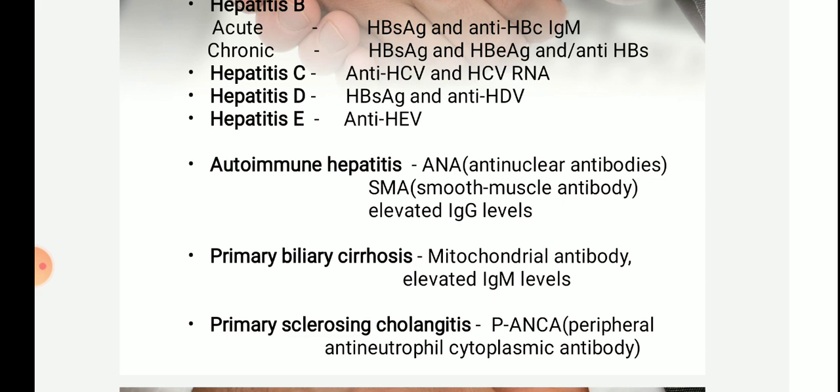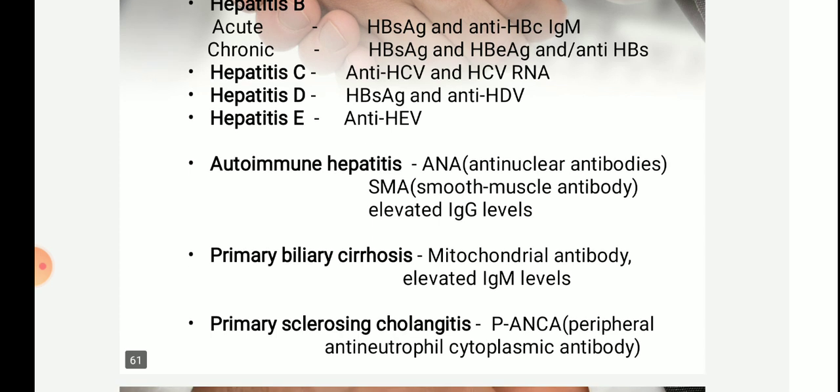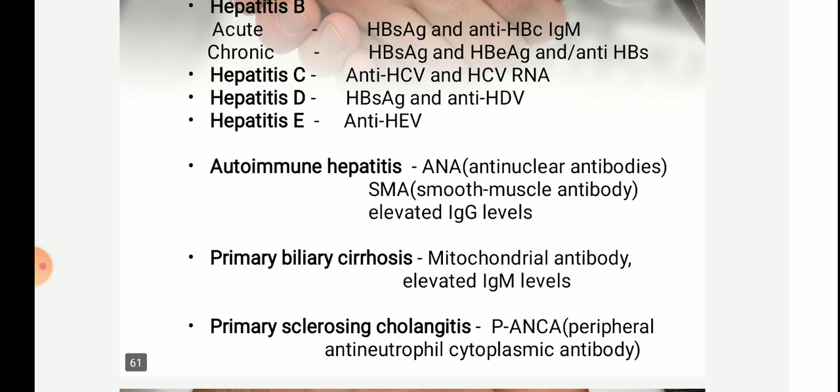So in primary biliary cirrhosis, mitochondrial antibody, elevated IgM levels. So in sclerosing cholangitis, ANCA test is done, anti-neutrophil cytoplasmic antibody. So they might ask you in viva also just about the long form of ANCA, or a 3 marks question. ANCA is important. Remember that. So this ANCA is increased in sclerosing cholangitis.